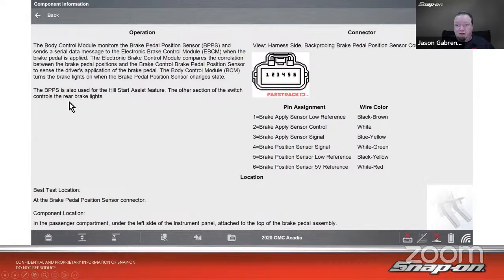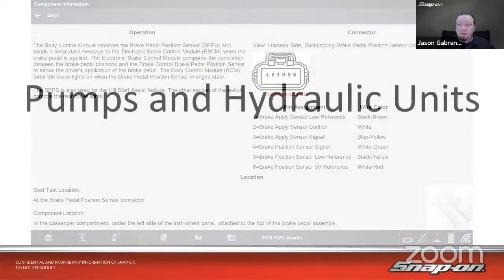The other section of the switch controls the rear brake lights. So some of the switch uses the brake lights, sends a signal. The other one sends a signal to the actual module itself.